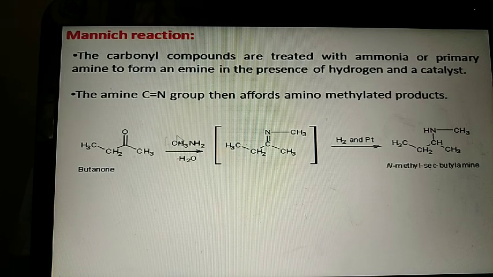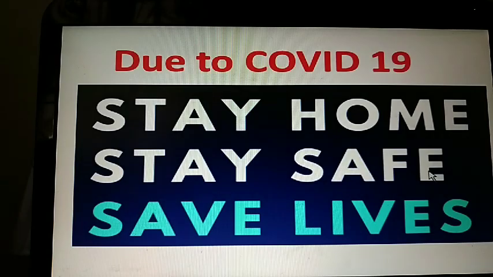So the Mannich reaction. Similarly, in this reaction, carbonyl compounds are treated with ammonia or a primary amine to form an imine in the presence of hydrogen and a catalyst. So here H2 and platinum act as a catalyst, and this is methylamine. Methylamine reacts with butanone. Butanone is a ketone molecule which reacts with this methylamine, so it will become an adduct like this. This adduct reacted with the platinum catalyst will become methyl secondary butyl amine.